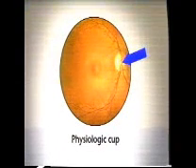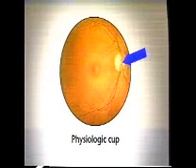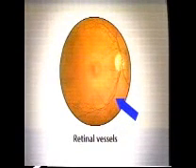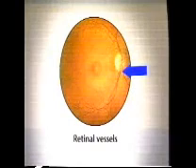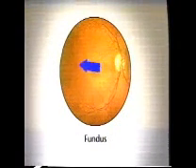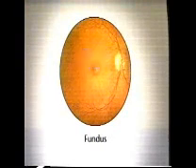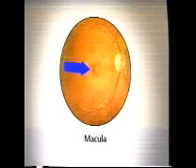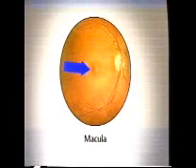Also observe the physiologic cup, which should be about half the size of the disc. The retinal vessels, which should pair a lighter, thinner artery with each vein. The fundus, which should be light red to brown red and free of lesions. And the macula, which should be about 1 dd temporal to the optic disc and should have no blood vessels. Always view the macula last because shining your light on it may cause tearing and pupillary constriction.